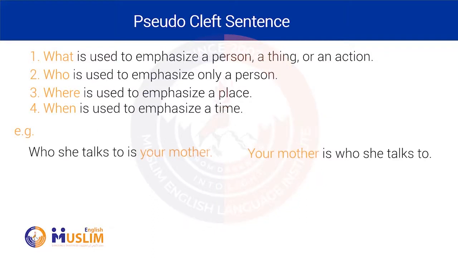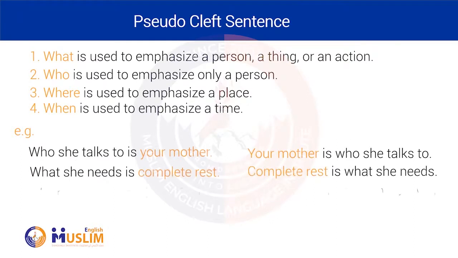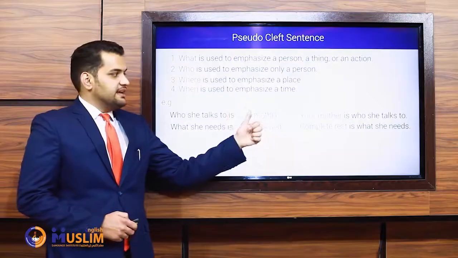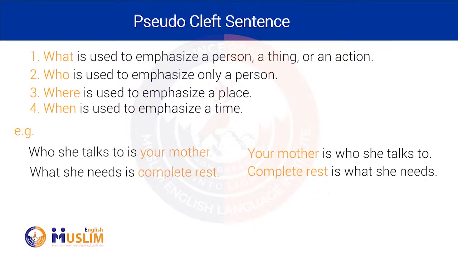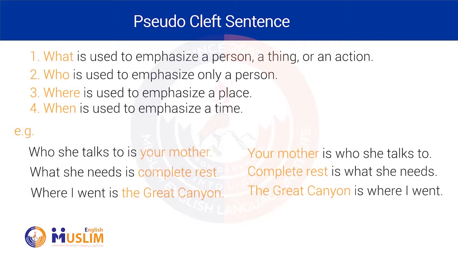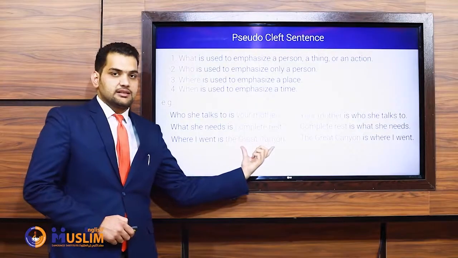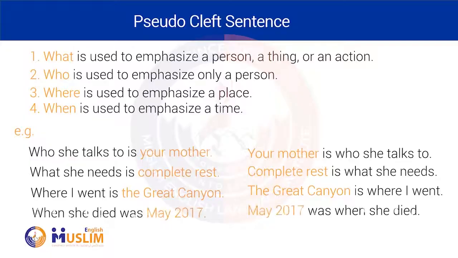For example, who she talks to is your mother. This sentence means your mother is who she talks to. What she needs is complete rest. You can also say the same sentence like this. Complete rest is what she needs. Where I went is the Great Canyon. You can also say the Great Canyon is where I went. In both the sentences, I have emphasized the Great Canyon. When she died was May 2017. You can also say May 2017 was when she died.